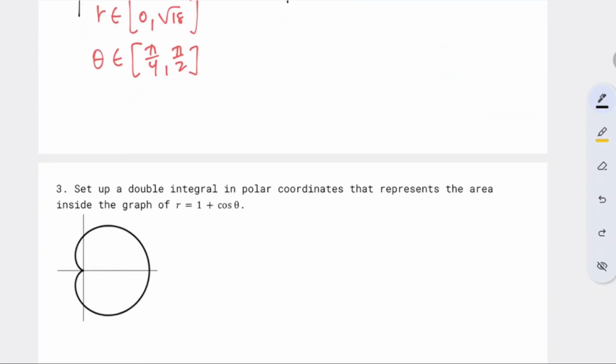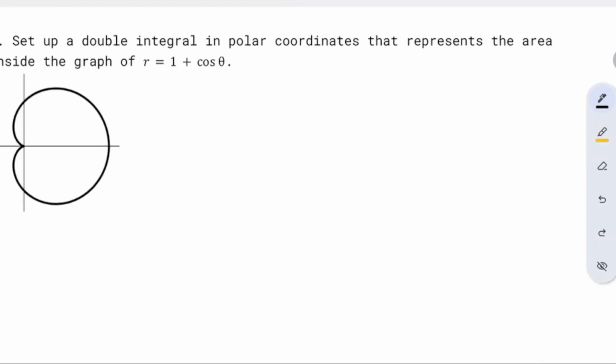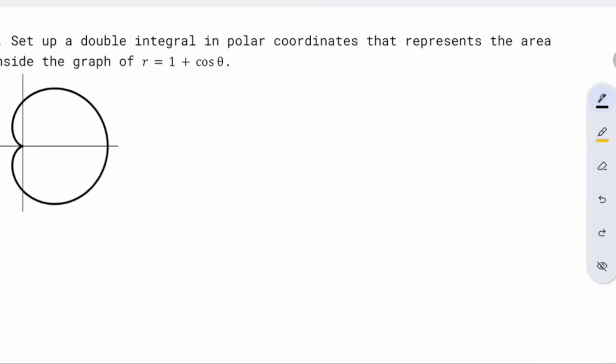Okay, and now we're going to set up a double integral in polar coordinates that represents the area inside the graph. Okay, well, once again, when they say area, that's just the double integral of dA. So the double integral over region R of dA, where this is the region right here. Looks like the graph is 1 plus cosine theta. It ranges from the origin out to the edges of that cardioid. So I'm just going to say R starts at 0 and ends at 1 plus cosine theta.